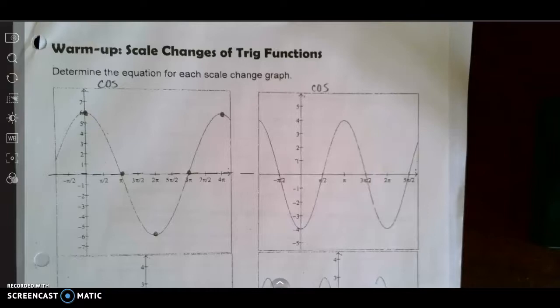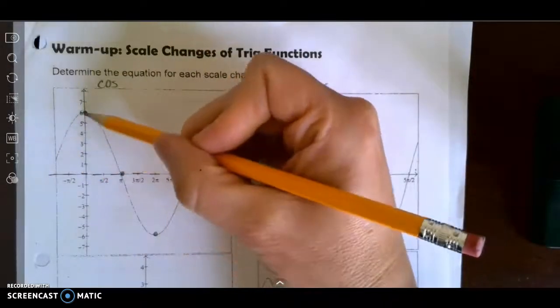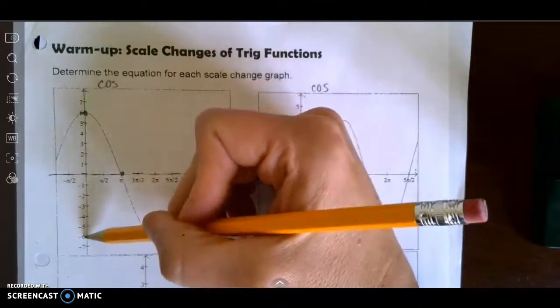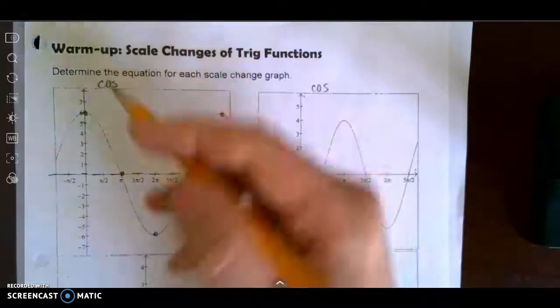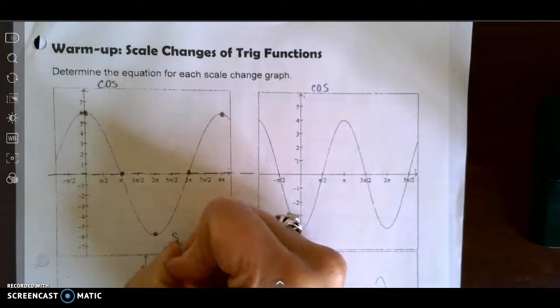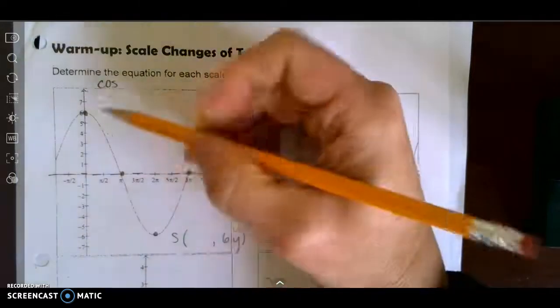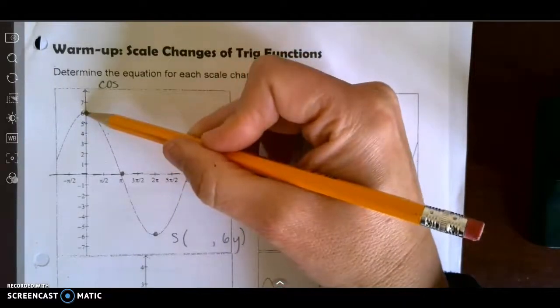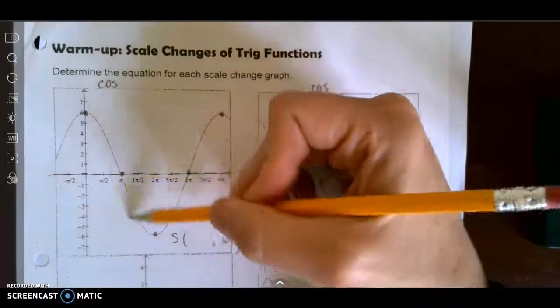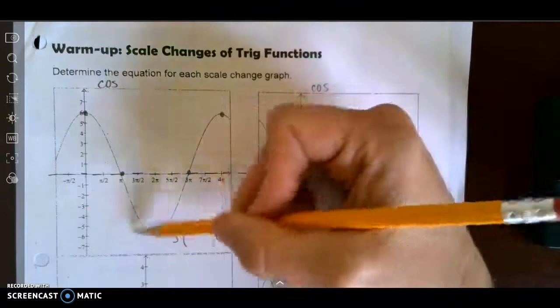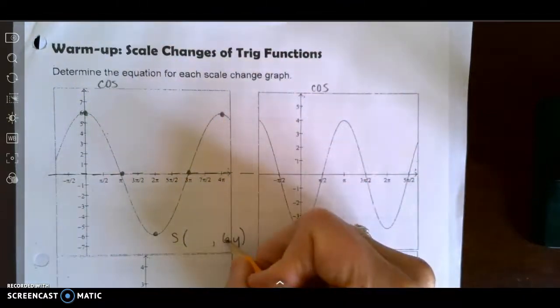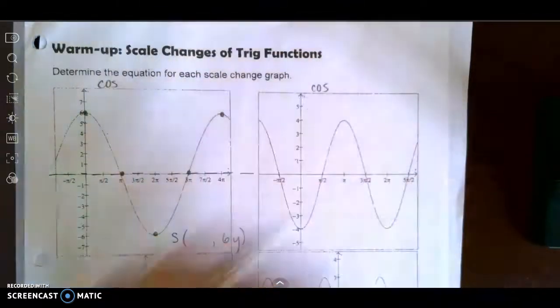And on my y, because I'm 6 up and I'm 6 down, my scale change on the y is going to be a 6. And because my cosine curve still starts at the top and goes down and back up, it is a positive 6. So I know my scale change is 6y.